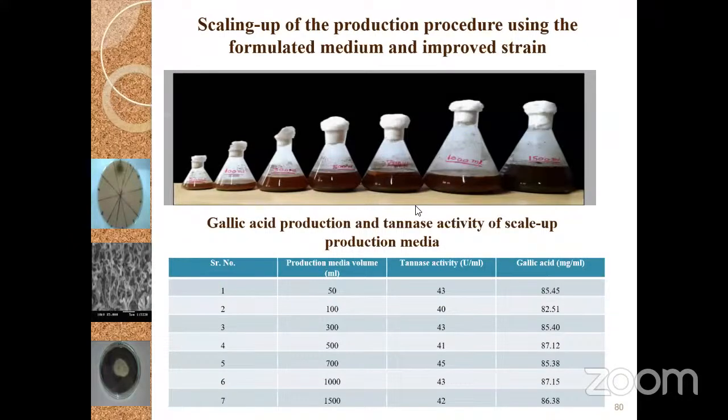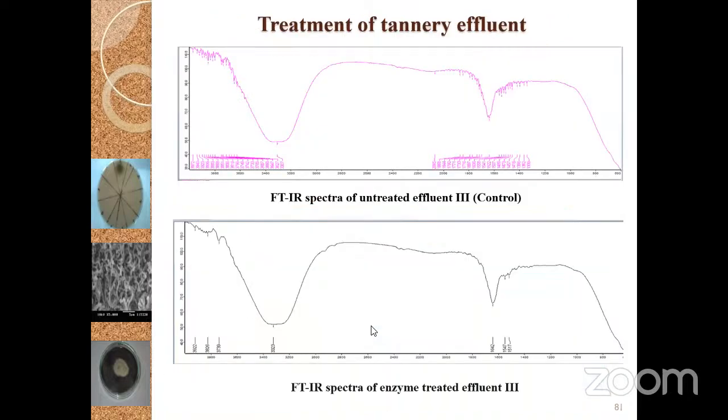Then the scale-up experiment was carried out. Gallic acid production was studied, and the tannase activity was also studied for this scaling up reaction. For this purpose, we used production medium volumes from 15 to 1500 ml, and it was observed that the tannase activity as well as the gallic acid concentration remained somewhat constant up to the 1500 ml level of the production medium.